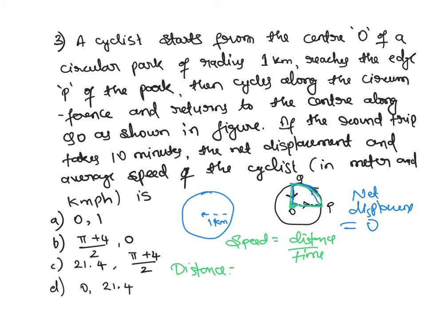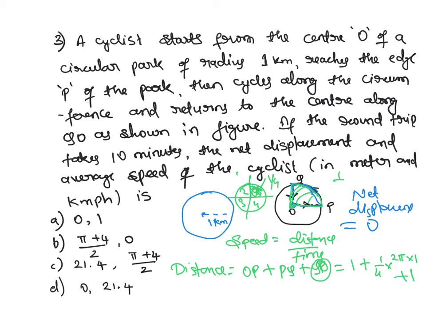Let me try to calculate the value of distance now. Distance is equal to OP plus PQ plus QO. OP is 1 kilometer, plus now PQ is the circumference of the circle, 1 by 4, because you can divide the circle into 4 different parts. This is the first part, second part, third part, fourth part. So it is 1 by 4 of the circumference, that is 2 pi R, with R being 1 kilometer, plus 1 because QO is again 1.